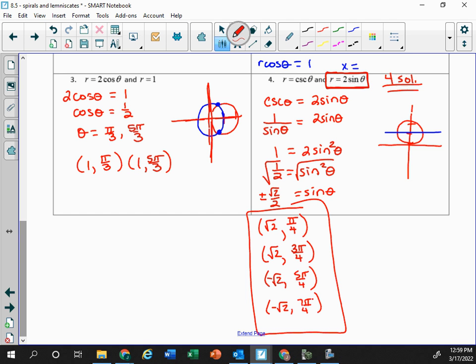Like, where'd that come from? So think about if I plug 5 pi over 4 into this equation up here. So I have r equals 2 sine of 5 pi over 4. That'd be negative, and that's, yeah. Okay.